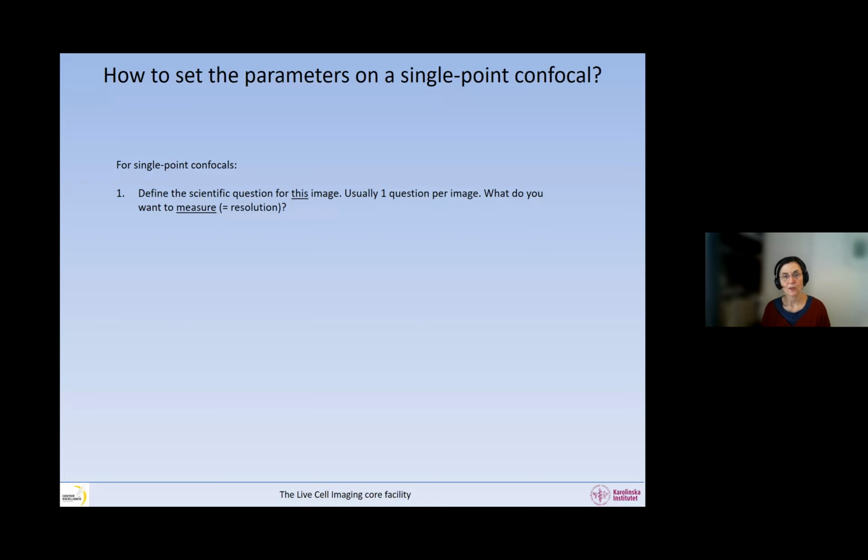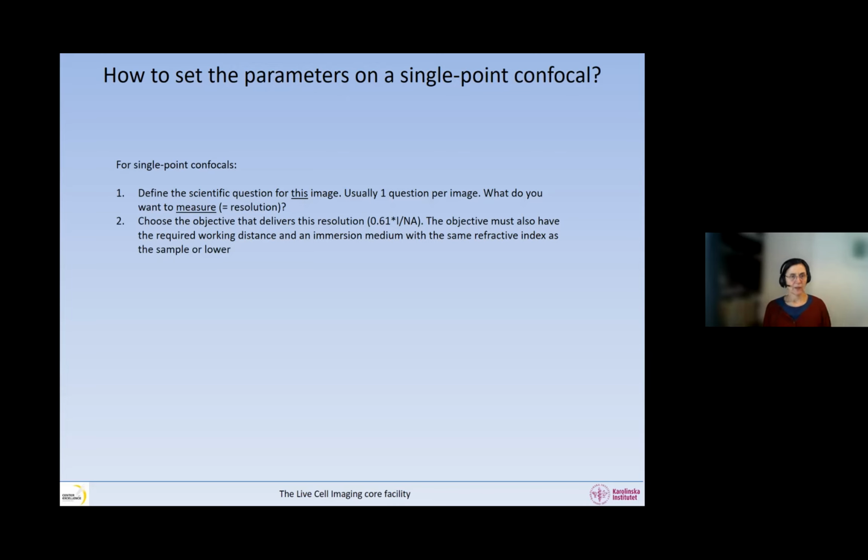So it doesn't mean that you're going to be able to answer the next scientific question, which will be, now I have found my cells and I want to know the shape of the filopodia, or whatever, something very detailed. In that case, you will need to modify all the parameters to be able to answer this new scientific question. So for each image, you may have different scientific questions, and acquiring an overview is not the same thing as acquiring a detailed image. And so you need to reassess these settings all the time. So define your scientific question for this particular image and then set everything accordingly.